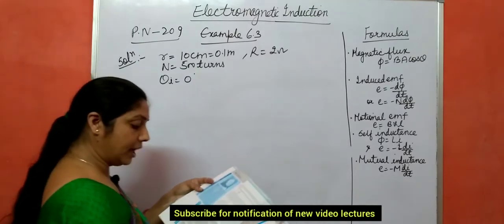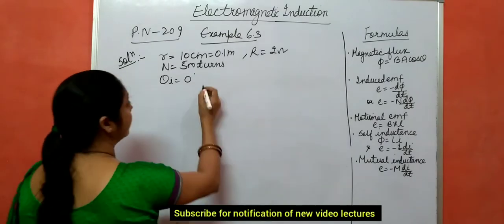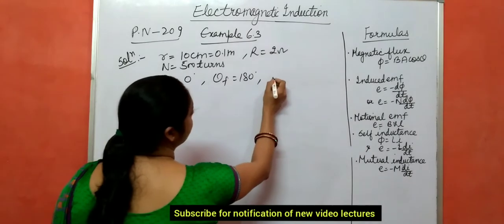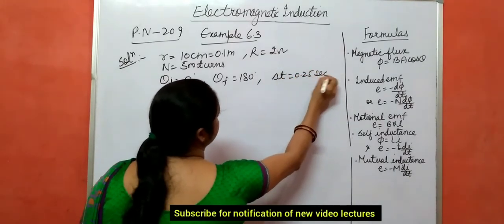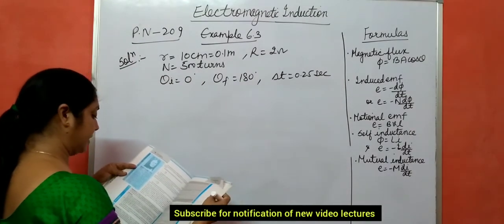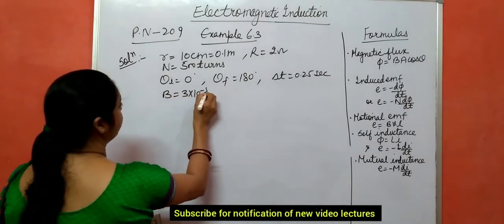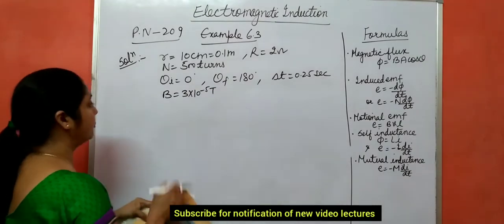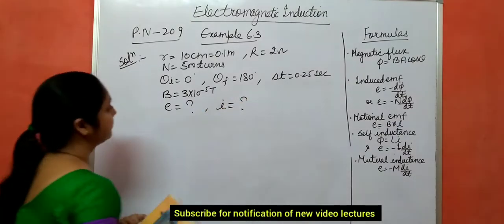And it is given that after some time it is rotated through 180 degrees in 0.25 second. It means the final rotation angle is 180 degrees. In how much time? Time difference is 0.25 second. And it is also given that the horizontal component of Earth's magnetic field B is 3 into 10 to the power minus 5 Tesla. All these things are given. You have to calculate the magnitude of induced EMF and induced current, right?